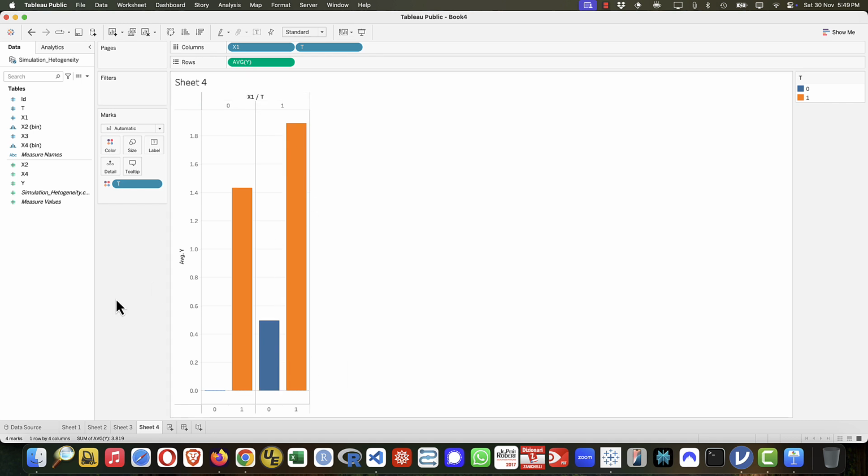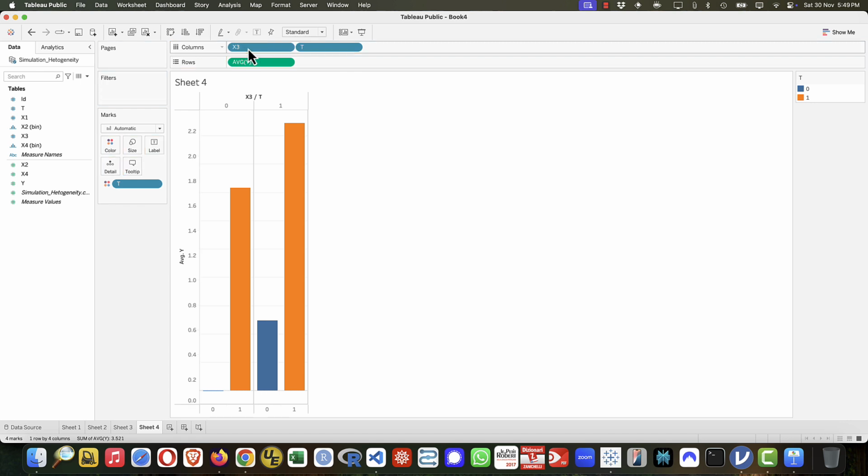Okay, let's try the other binary variable, which is x3. Okay, let's try. Let's replace x1 by x3. And let's see what happens here. In this case, I go from 0.25 to 0.75, let's say. That's an increase of 0.5.